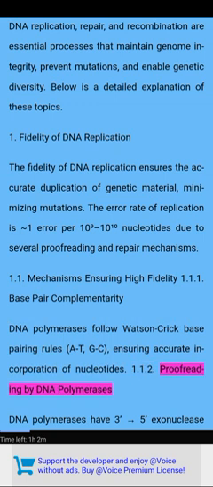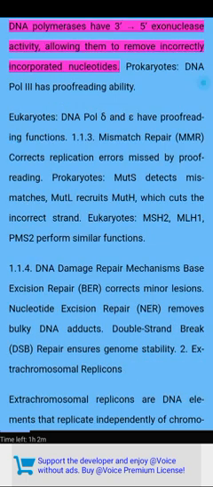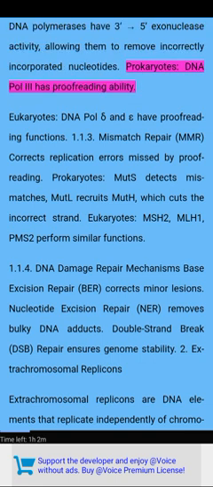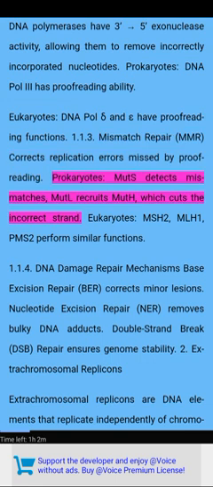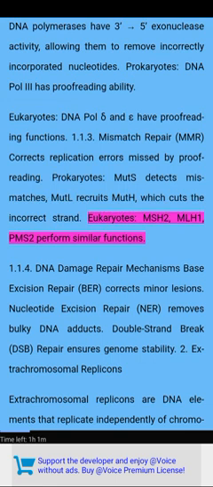1.1.2. Proofreading by DNA polymerases. DNA polymerases have 3' to 5' exonuclease activity, allowing them to remove incorrectly incorporated nucleotides. Prokaryotes: DNA Pol III has proofreading ability. Eukaryotes: DNA Pol delta and epsilon have proofreading functions. 1.1.3. Mismatch repair, MMR, corrects replication errors missed by proofreading. Prokaryotes: MutS detects mismatches, MutL recruits MutH, which cuts the incorrect strand.